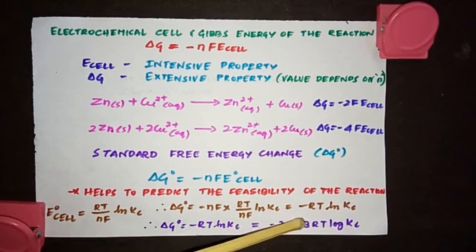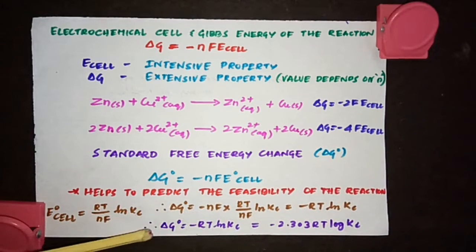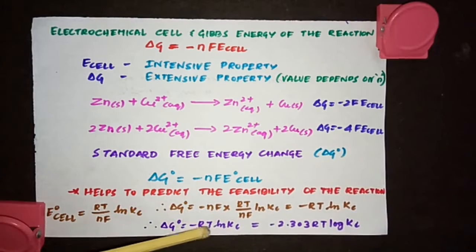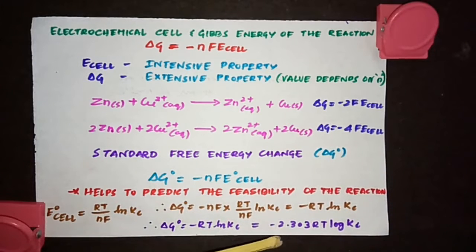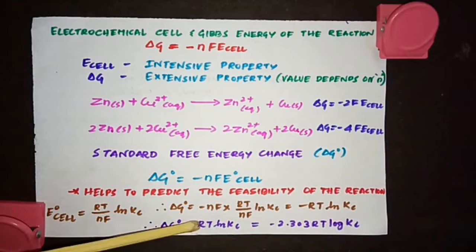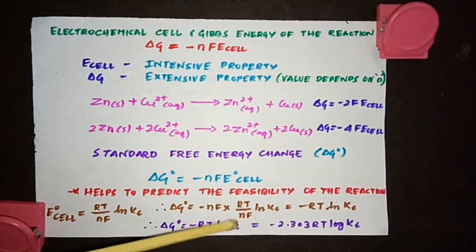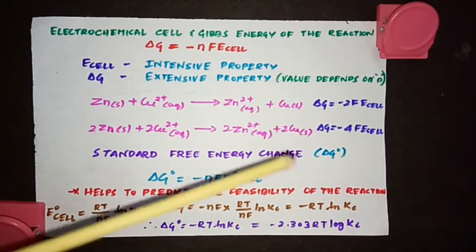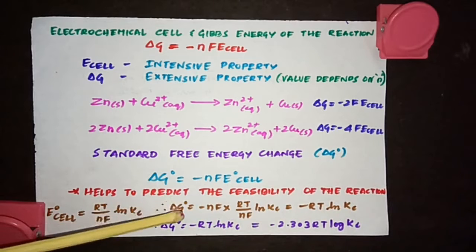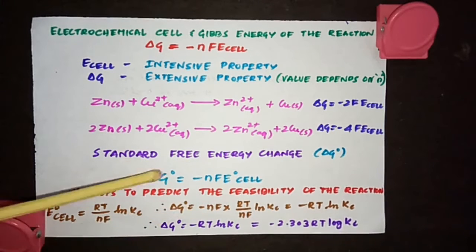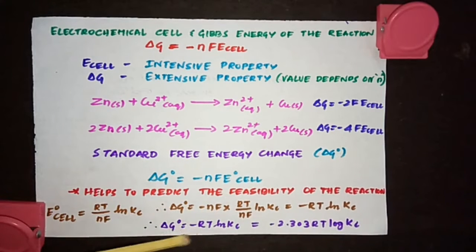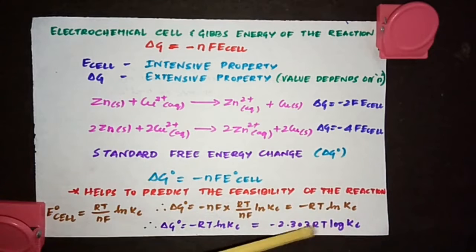So you get del G naught is equal to minus RT ln Kc, or minus 2.303 RT log Kc. Instead of ln, I've told you, if you are converting it into log to the base 10, you have to multiply it with 2.303. So you can calculate del G naught value from E naught cell using this formula, or you can calculate del G naught value from Kc using this formula.